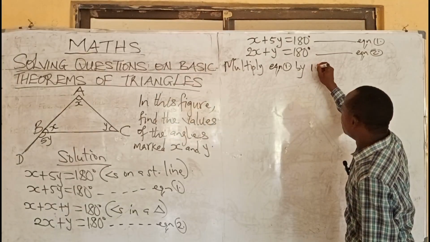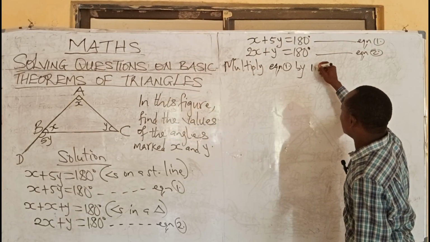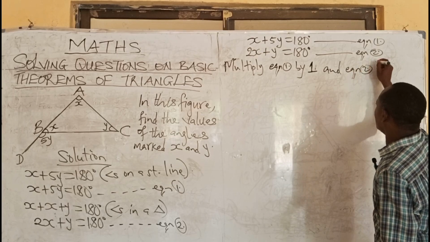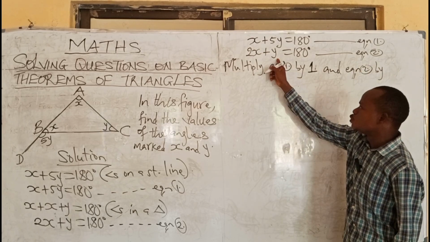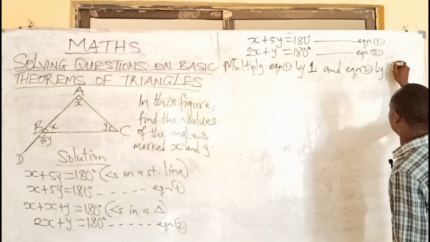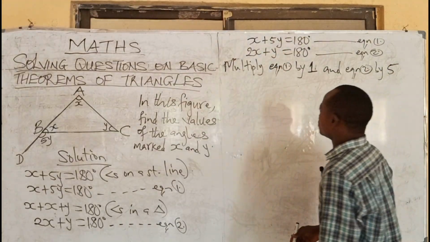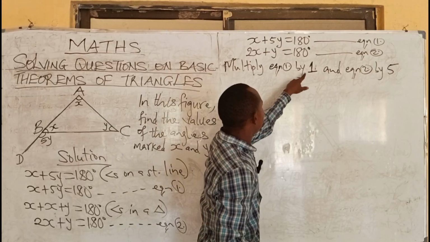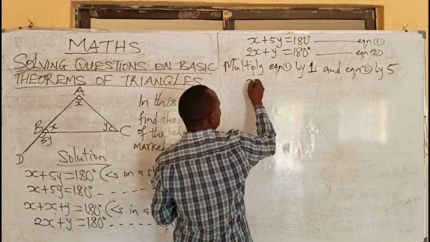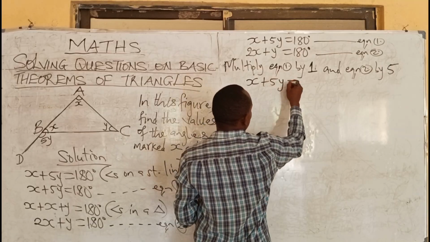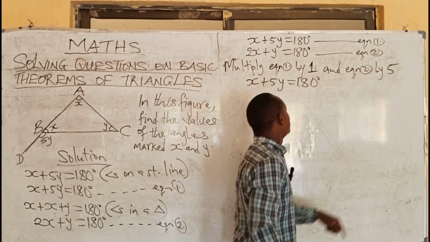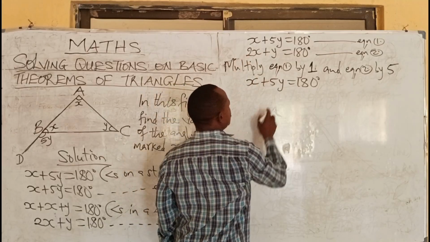But let me just write it. Multiply equation 1 by 1. And we multiply equation 2 by the coefficient of y in equation 1, which is 5. So multiply equation 2 by 5. So 1 times equation 1 will still give you that same equation 1, which is x plus 5y equal to 180 degrees. Then multiply equation 2 by 5. That means we are going to multiply everything in equation 2 by 5.